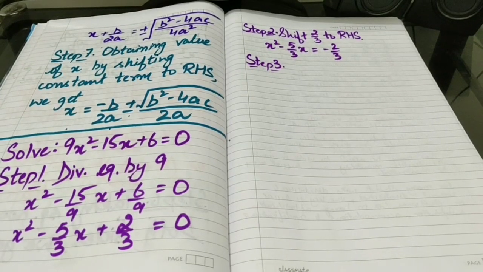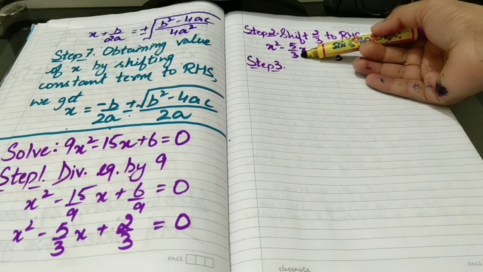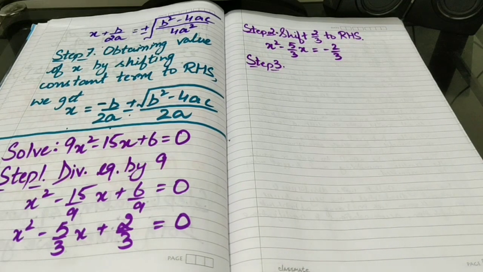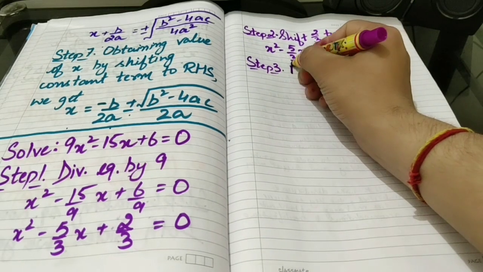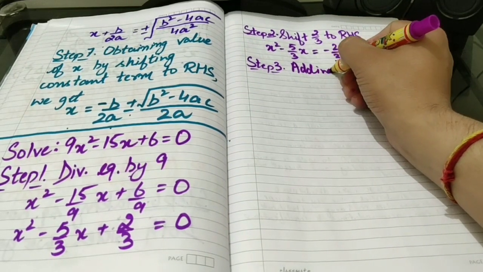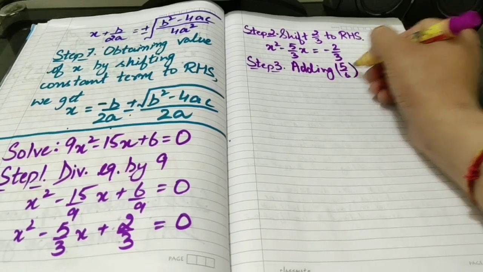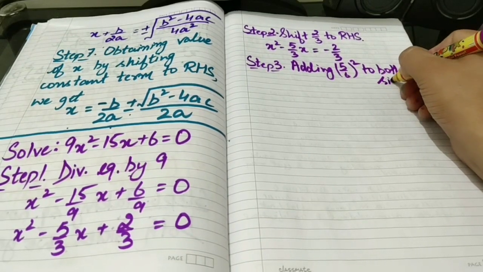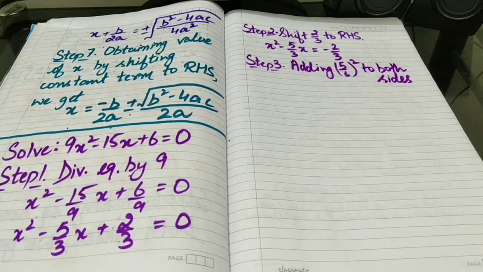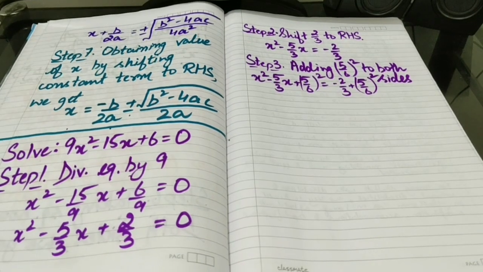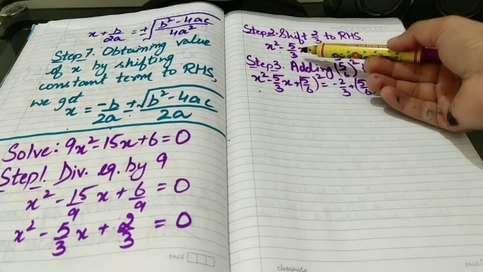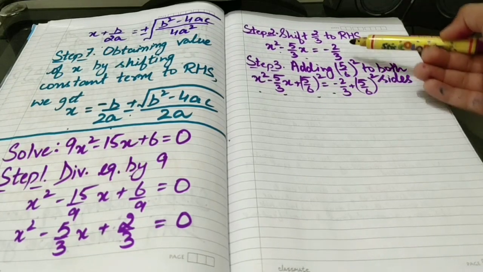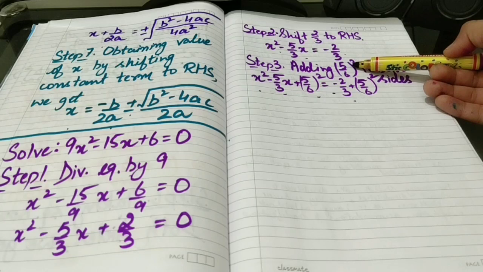Now in next step we will divide coefficient of x by 2. So the coefficient of x here is 5 upon 3, and if we divide it by 2 it will become 5 upon 6. So in next step we have to add (5 upon 6) square to both sides. And on adding (5 upon 6) the whole square to both sides we get x square as it is minus 5 upon 3x as it is, adding (5 upon 6) the whole square to left side equals to minus 2 upon 3 as it is, adding (5 upon 6) the whole square to right hand side as well.